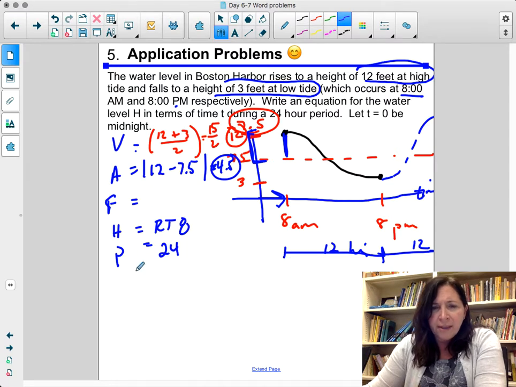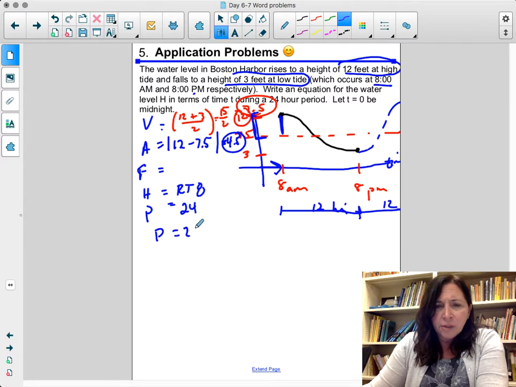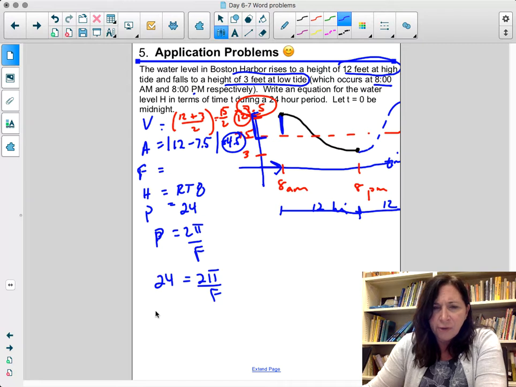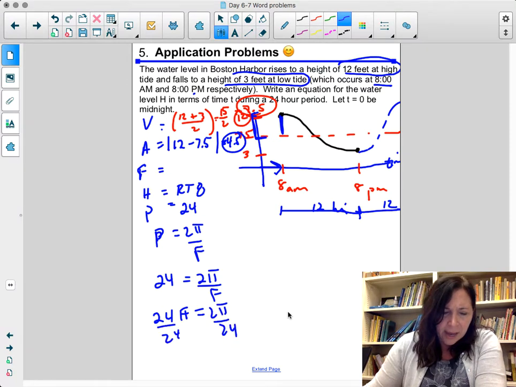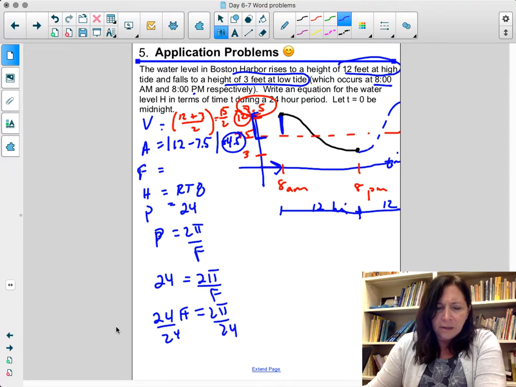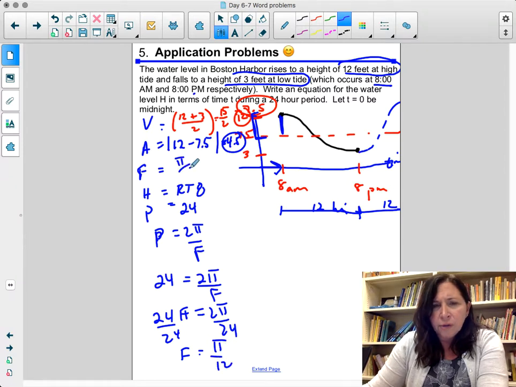So in order to find the frequency, you set up your equation. Period is equal to 2 pi over frequency. Your period is 24, so 24 equals 2 pi divided by my frequency. I'm going to cross multiply: 24 times my frequency is equal to 2 pi. I'm going to divide both sides by 24, and I get frequency equals pi over 12.